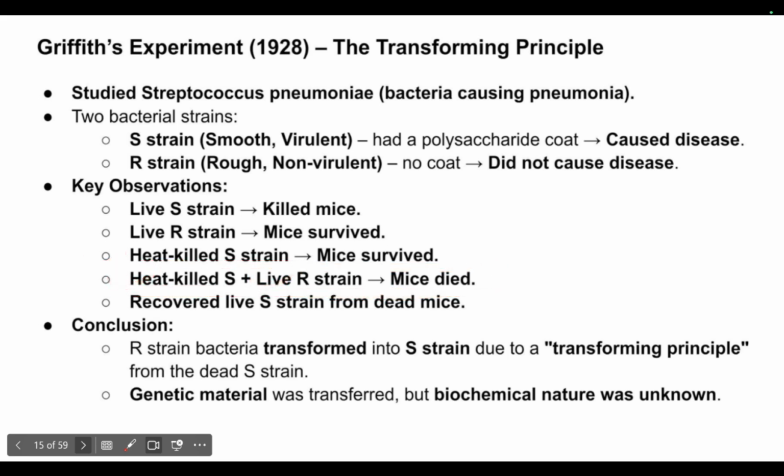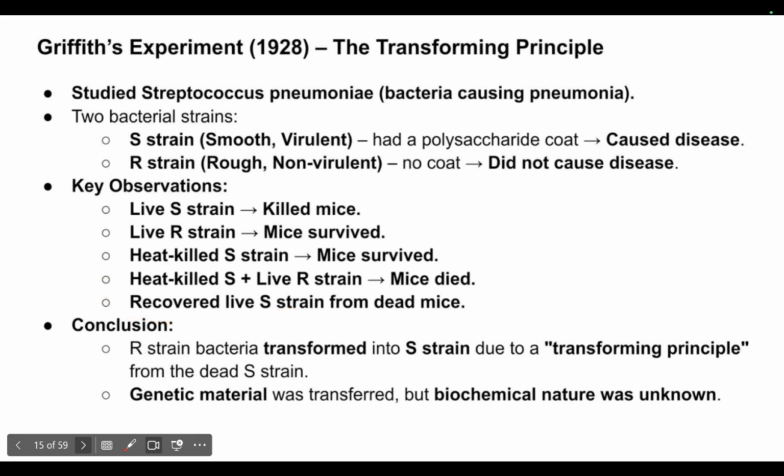So in these two separate conditions the mice survived, but why did they die when both were mixed together? Griffith isolated bacteria from this dead mice, and he found live S strain. He had put in heat killed S strain and he isolated live S strain. So it was very strange. A cell which is dead cannot be alive, right? This is against the principle of biology.